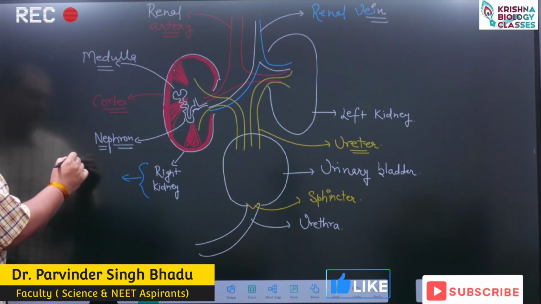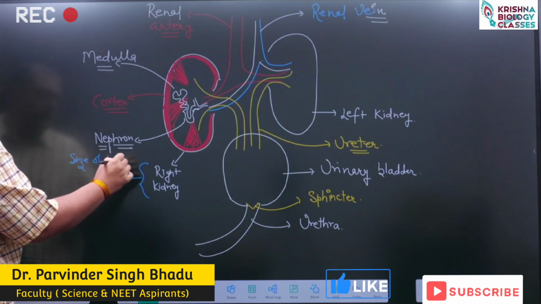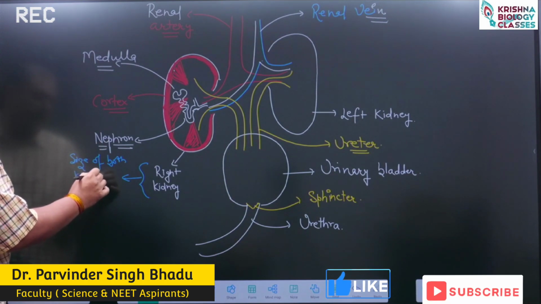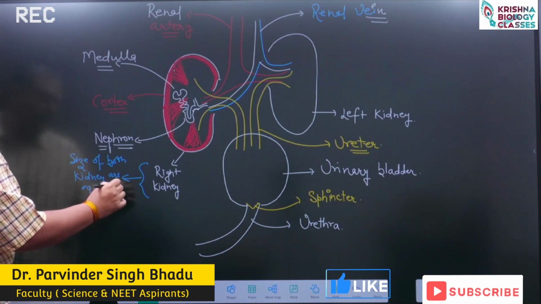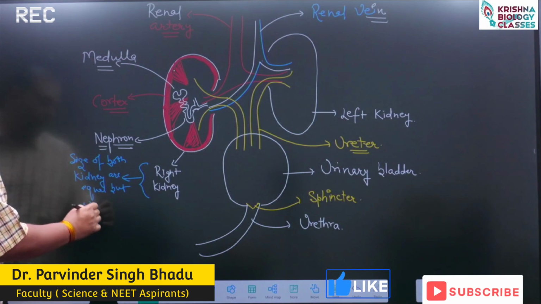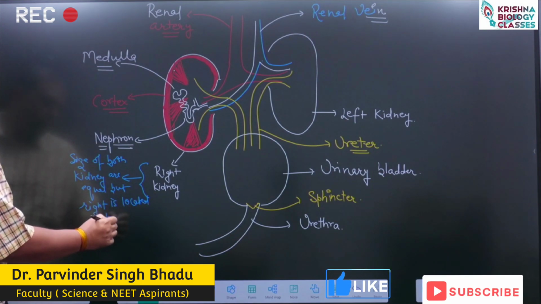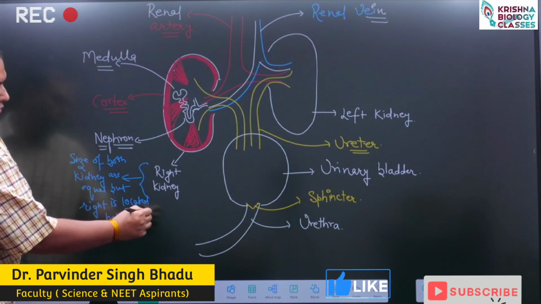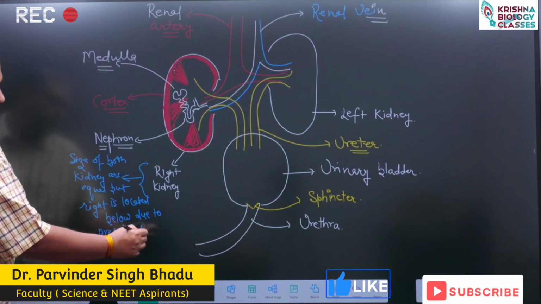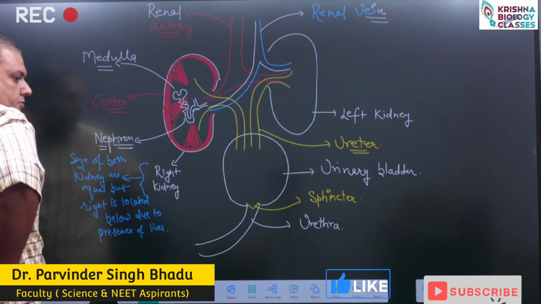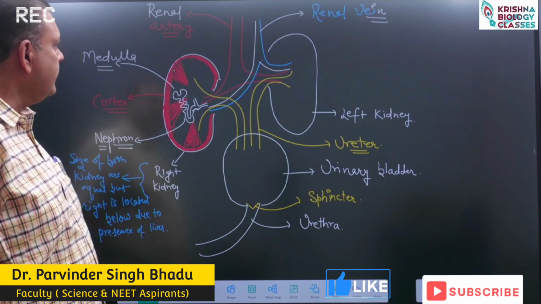Though the size of both kidneys is equal, the right is located below, due to the presence of liver. So right is located below in comparison to left due to the presence of liver.